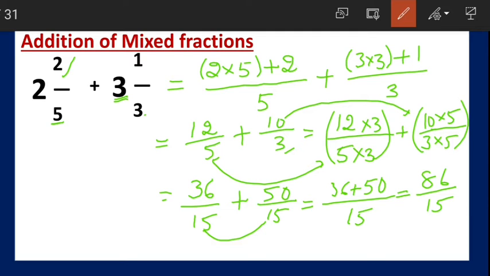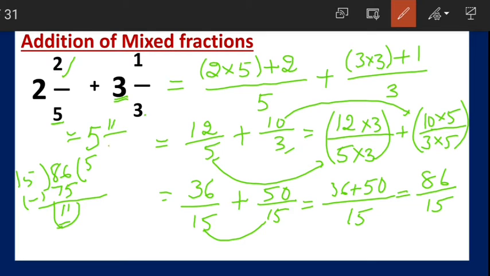Now convert it into a mixed fraction. To convert to a mixed fraction, 86 divided by 15. 15 5s are 75. By subtracting we get 11. So 11 pieces. That means the whole is 5 and 11 pieces out of 15. That is 5 11 by 15 is the answer.